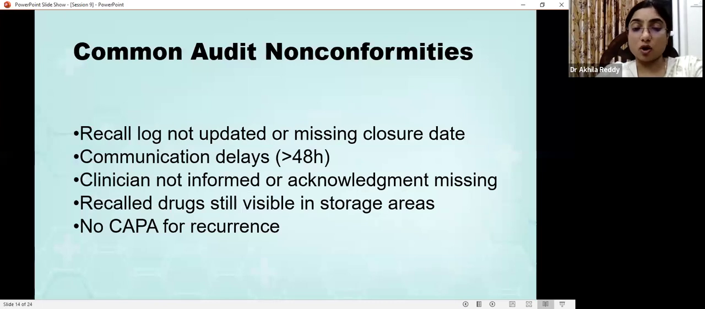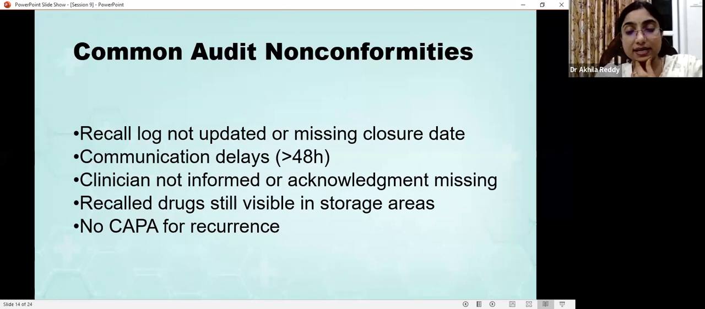Clinician not informed or acknowledged. Sometimes the clinician may be informed, but there is no acknowledgement from the pharmacy department that was taken from the clinicians. Then this is also a non-compliance. So the clinician should be informed through a circular or email, and then acknowledgement should be given by the consultants themselves.